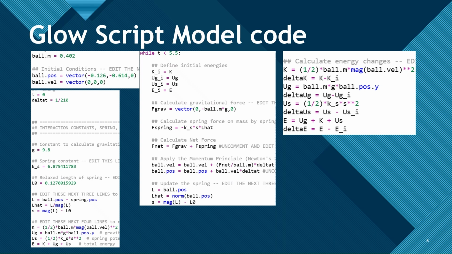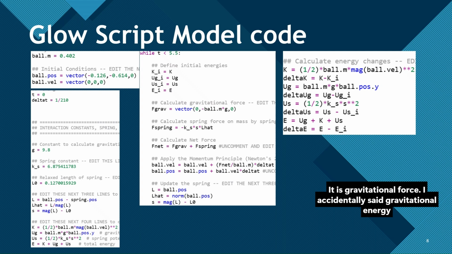As explained in the fundamental principles, we'll be using the kinetic energy formula, the gravitational potential energy formula, the spring potential energy formula, and the total energy formula in the code. Now entering the while loop, we will define the initial energies. We will also calculate the gravitational force on the ball. We'll also calculate the spring force. The net force is just going to be the sum of the gravitational force and the spring force.